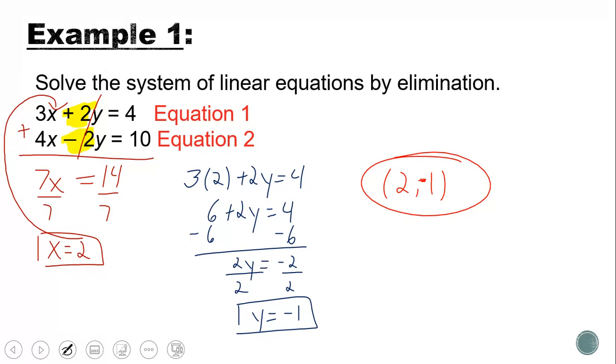If you wanted to, you could check your answer. You could check your answer by plugging 2 comma negative 1 into both of your solutions. You could check it by graphing, but you need to know this technique of solving by elimination. So key steps, first, make sure both of your equations are in standard form, ax plus by equals c. Once you've gotten it in standard form, you're looking for opposite values of your coefficients.